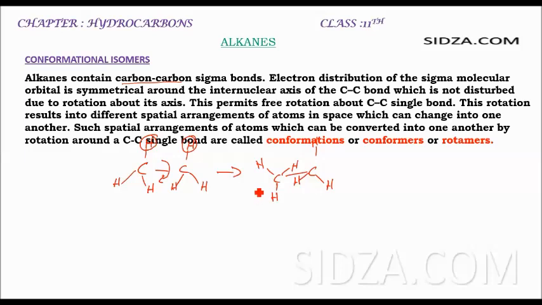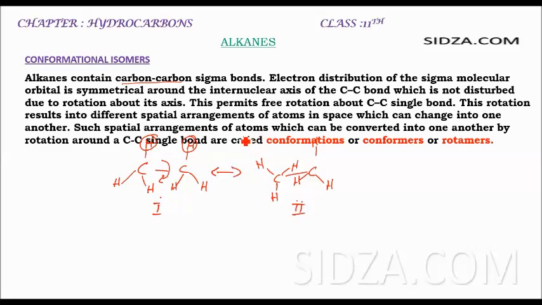We'll see how many different types of conformational isomers are actually possible. These conformational isomers are possible due to the rotation around the carbon-carbon single bond. If there is no rotation, you cannot have conformational isomers. It is because of the rotation around the carbon-carbon single bond that one isomer changes into the second, and the second goes back to the first one.